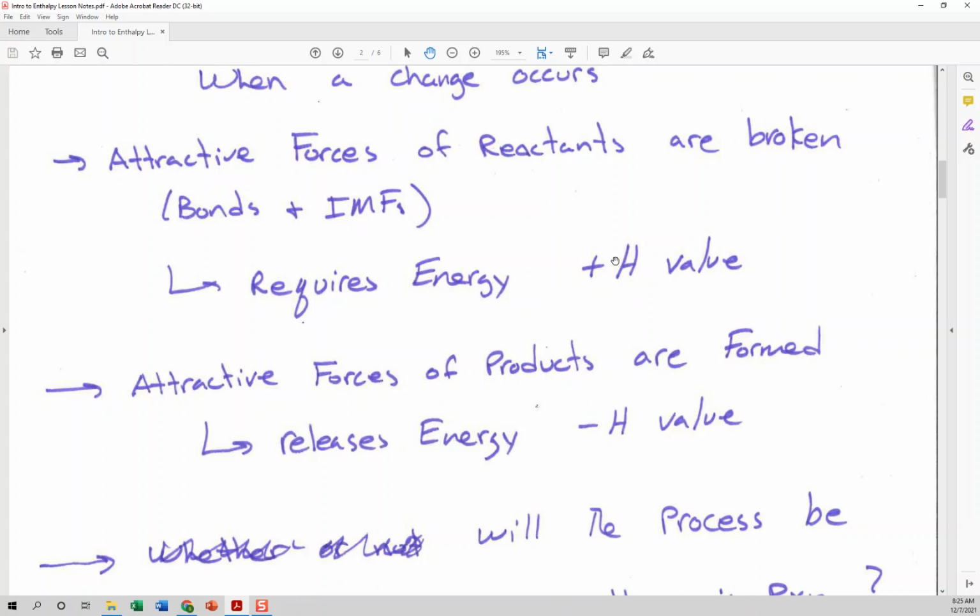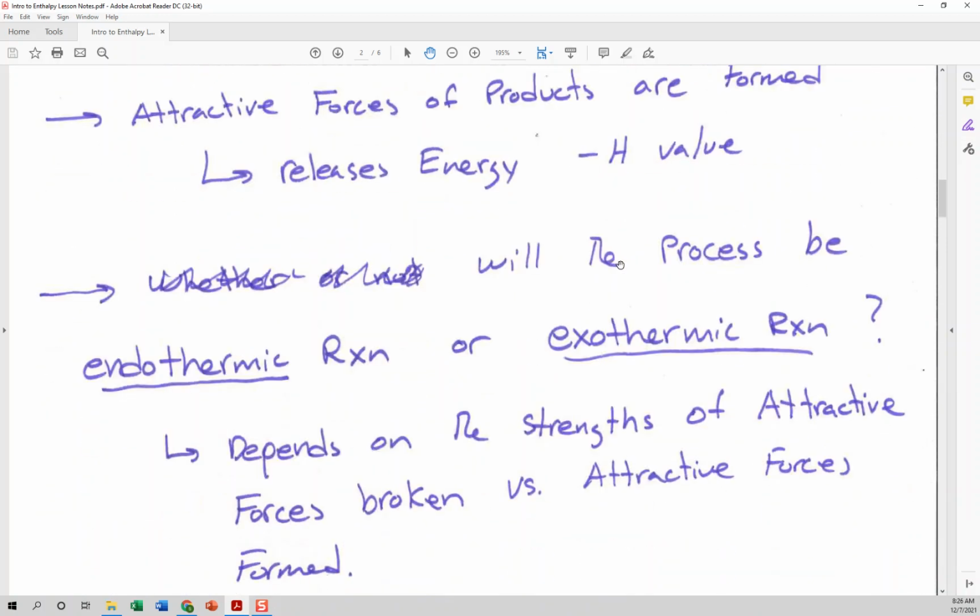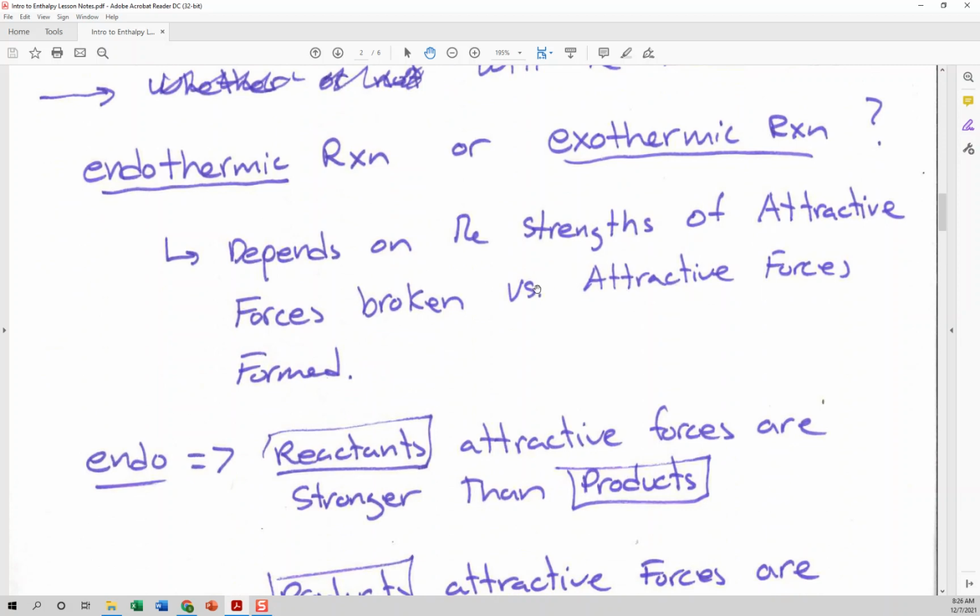So there are different attractive forces that are broken, and different attractive forces that are formed. But overall, if you know heat is released, then that means the attractive forces formed are stronger than the attractive forces broken. And if overall energy is absorbed for that change to occur, that means the attractive forces broken are stronger than the attractive forces formed, okay? So when you're deciding whether a process will be endothermic or exothermic, it depends on the strengths of the attractive forces being broken versus the attractive forces formed, okay?